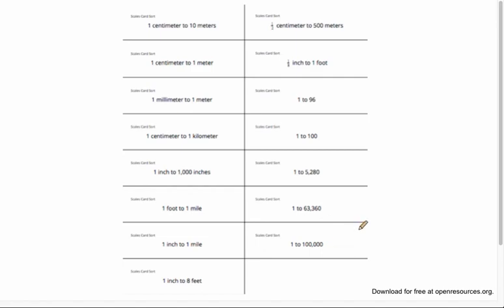Okay, now that you've copied these down, your task is to create a list of equivalent scales. Each list should have at least 2 equivalent scales. You may have more than 2 that are equivalent to each other. Remember that 1 to 96, for example, means that for every 1 unit that I draw, that represents 96 lengths its size in real life, so the actual size.